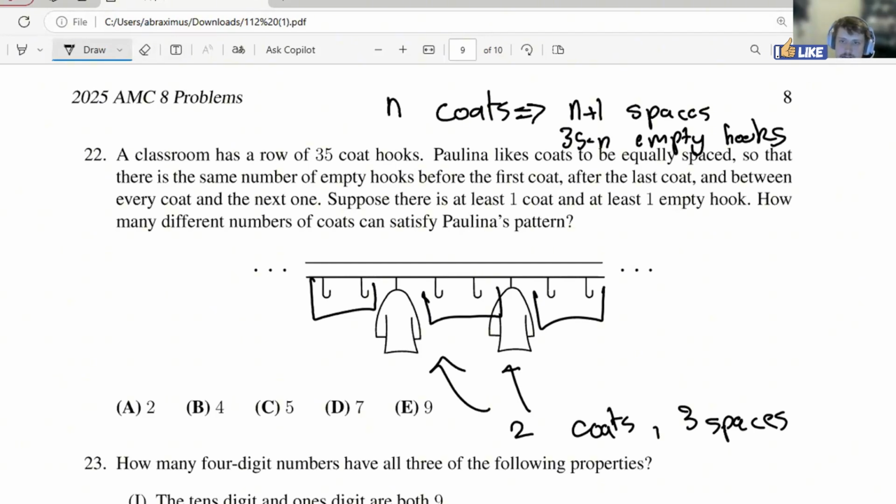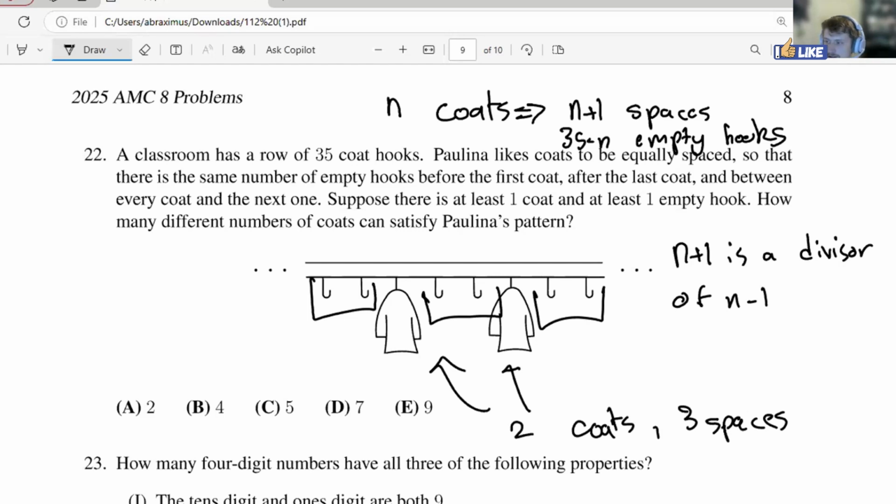Okay, so since the number of spaces needs to divide the number of hooks, we have n plus 1 is a divisor of n minus 1. So we only need to check to roughly the square root of this. Sorry, that's not right. We have to check up to half, not the square root, up to half. So I would just brute force check it at this point.